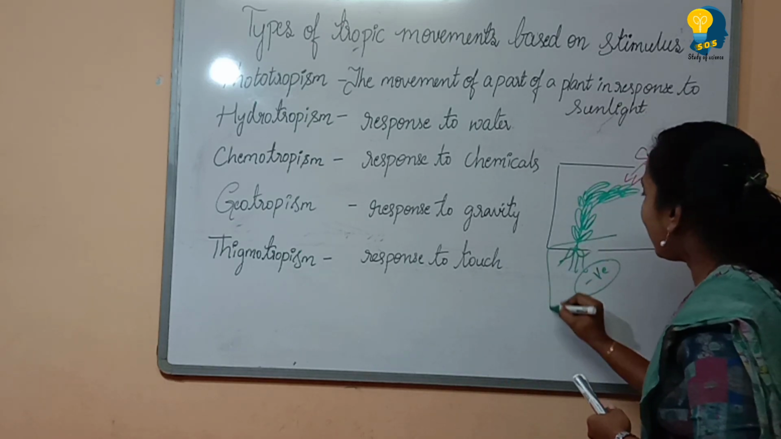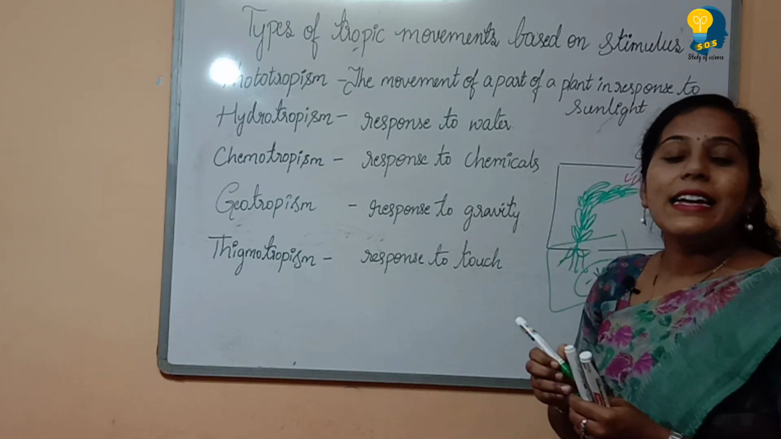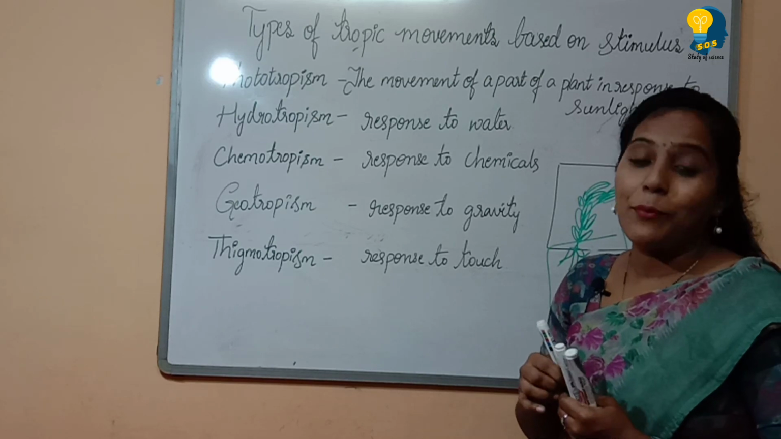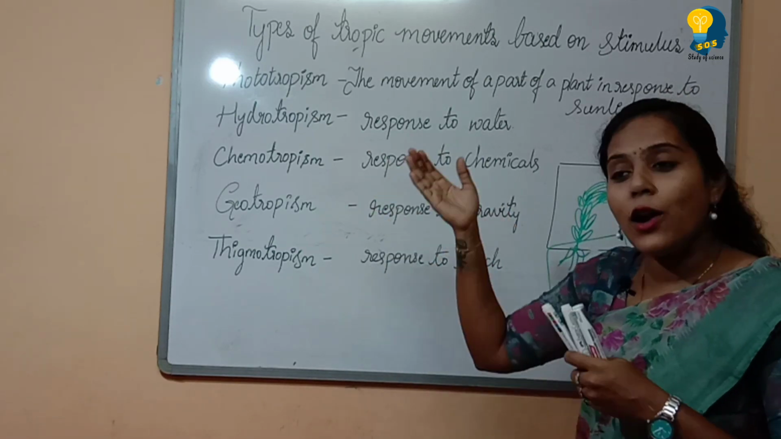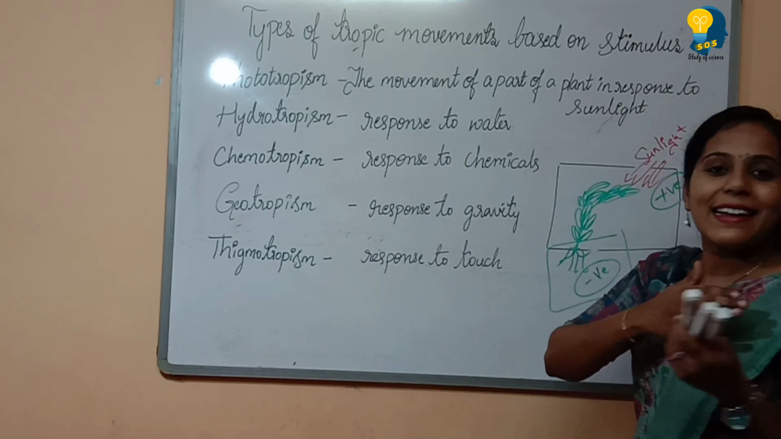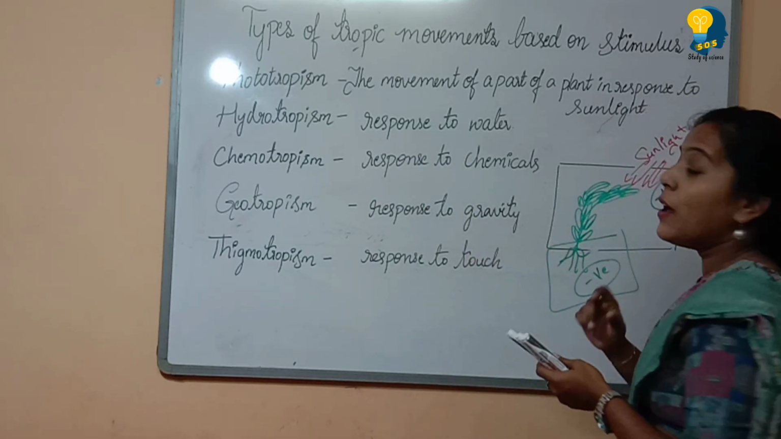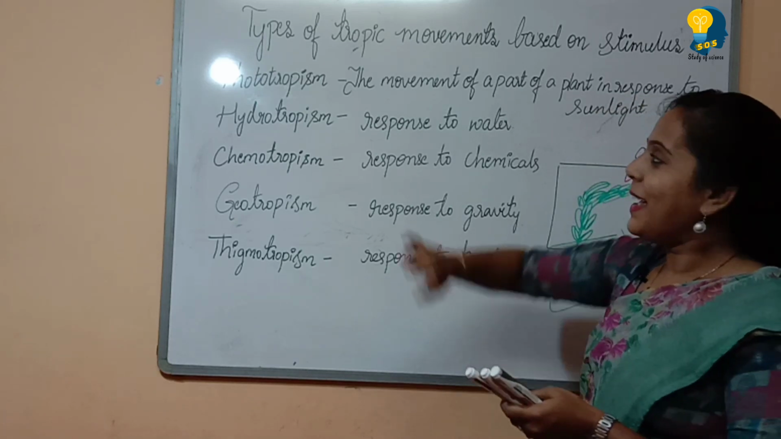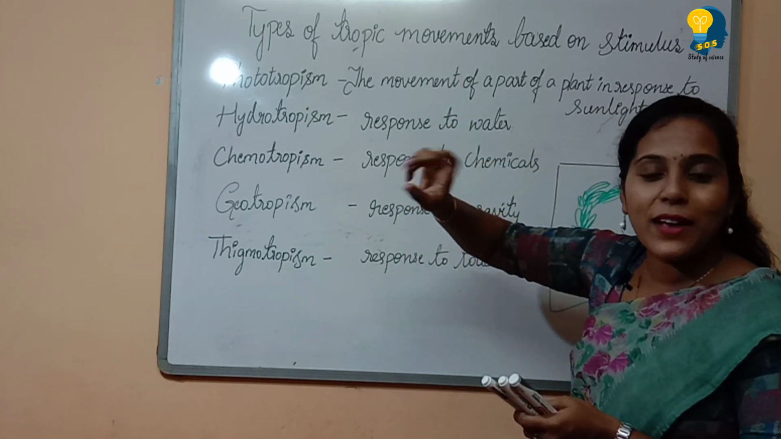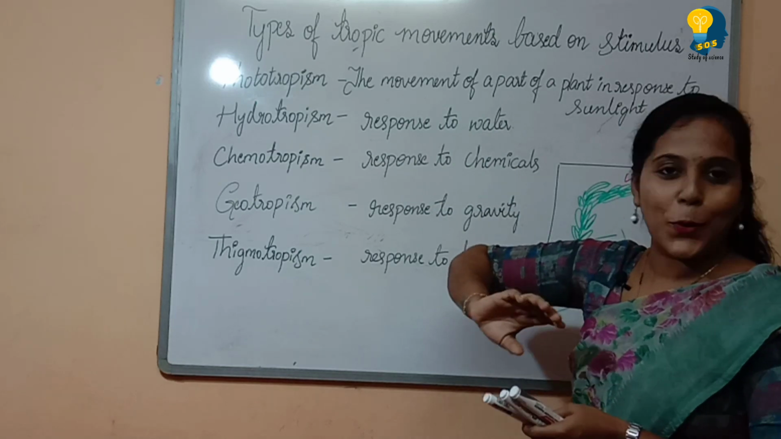Hence, we can call the roots negative phototropism, because the roots cannot show their movement towards the sunlight. They always grow away from the sunlight. Correct? So the roots are showing negative phototropism. Clear with positive phototropism? What is negative phototropism?